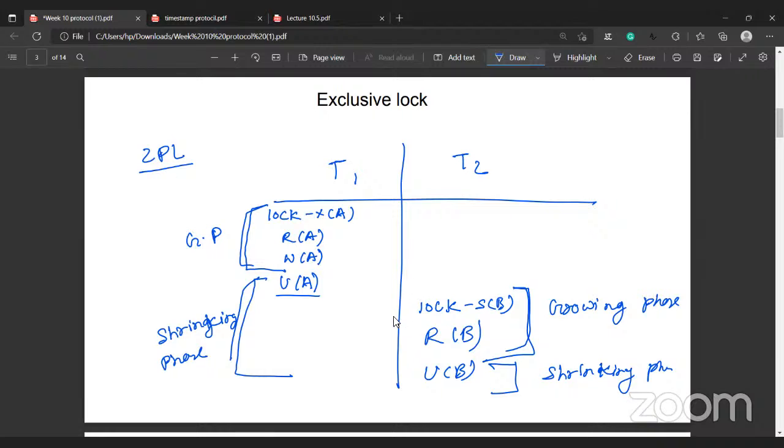You can see that this is conflict serializable. You can also draw the precedence graph. There is no conflicting instruction, so this is conflict serializable. Everyone got how to see the growing phase and the shrinking phase, and how to check whether this is 2PL or not? Yes sir. Okay, so I'll give another example.